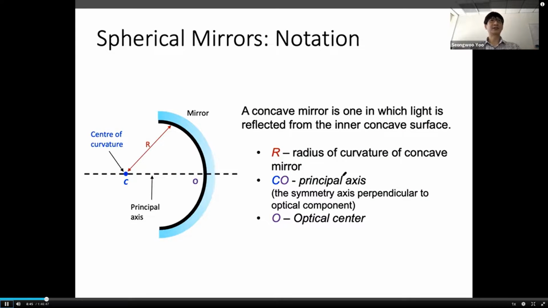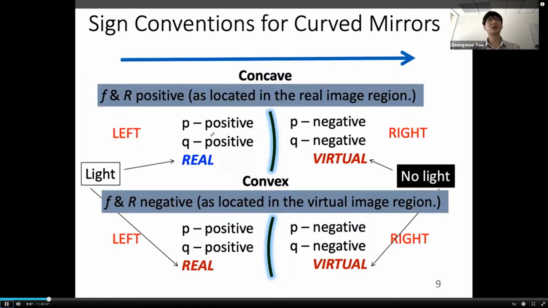And for the spherical mirror, this is a curved mirror. This is a part of the sphere, and we can define the center of this curvature, and the distance between the center of curvature and the mirror is measured as R. All right, and with that, we have a further discussion on these sign conventions. But before that, I want to draw some diagrams.